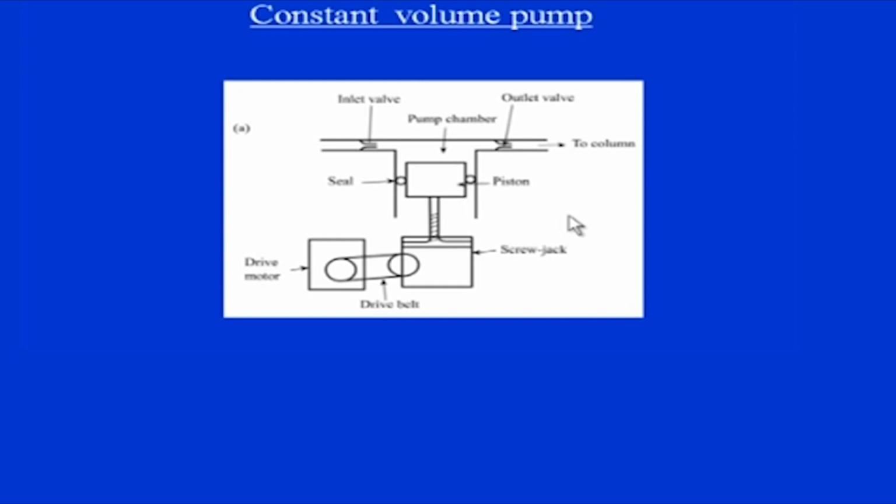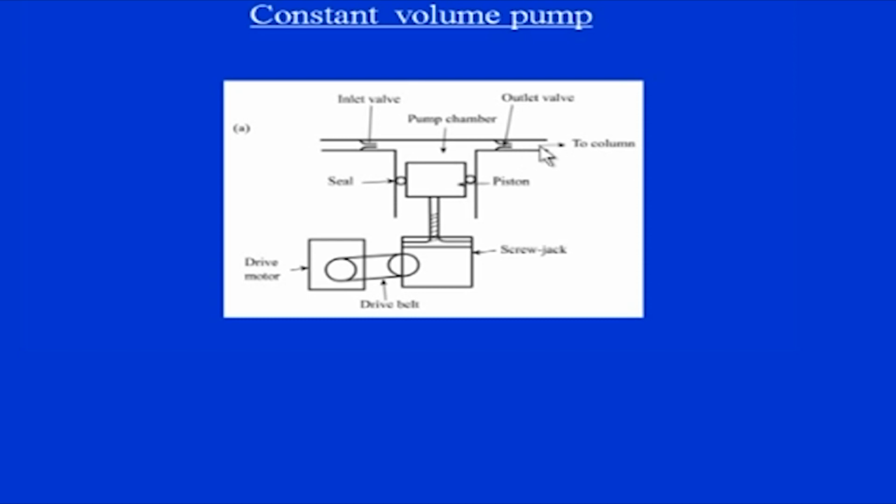It is a motor driven pump, we can say a syringe type pump, that delivers a fixed amount of volume to the column by a piston driven by a motor. This pump contains a screw jack driven by a stepper motor. On the delivery stroke, the eluent from here is delivered to the column at a constant rate.